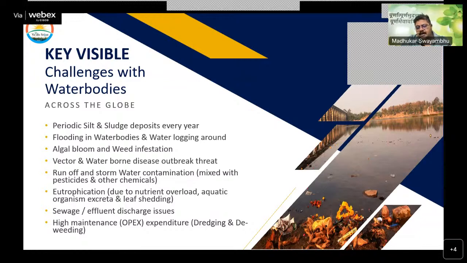So OPEX and CAPEX are very high, because the approach that we have is usually dredging and deweeding, right? So these are the common problems. Everybody would have seen them in the water bodies across the vicinity. So how do we address this problem is actually the key to the solution.